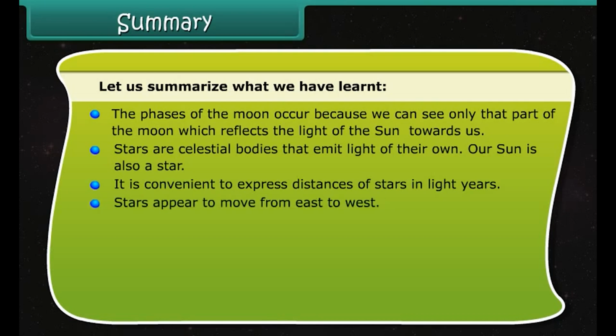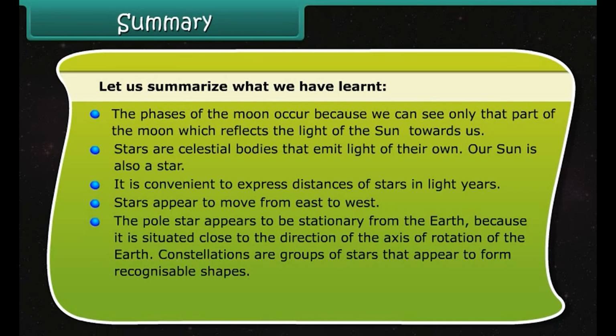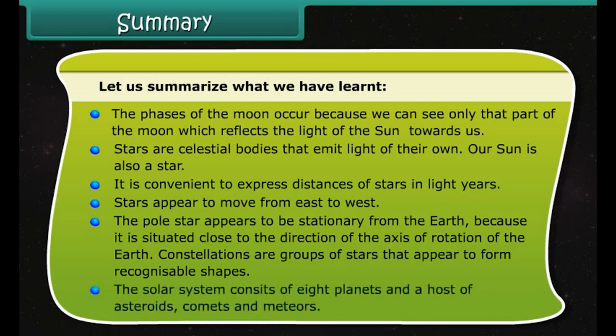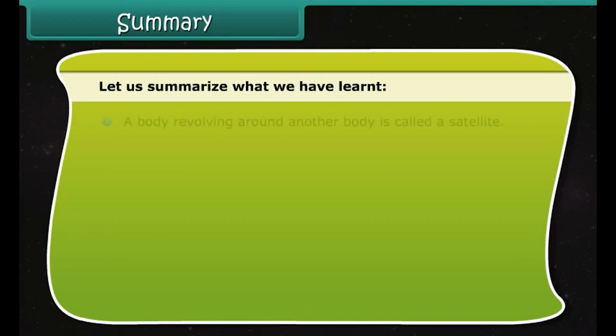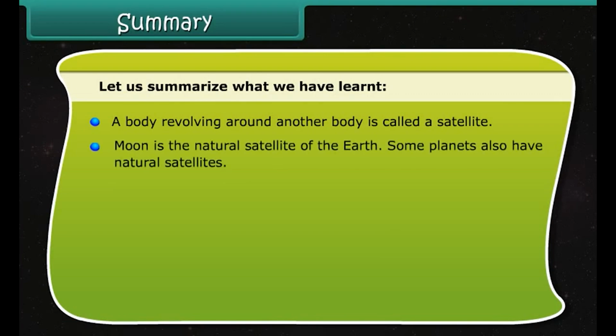Stars appear to move from east to west. The pole star appears to be stationary from the Earth because it is situated close to the direction of the axis of rotation of the Earth. Constellations are a group of stars that appear to form recognizable shapes. The solar system consists of 8 planets and a host of asteroids, comets, and meteors. A body revolving around another body is called a satellite. Moon is the natural satellite of the Earth.